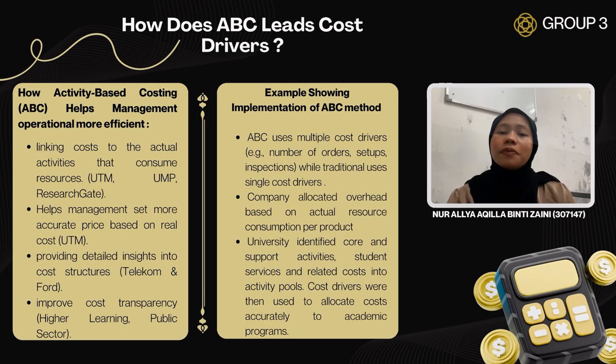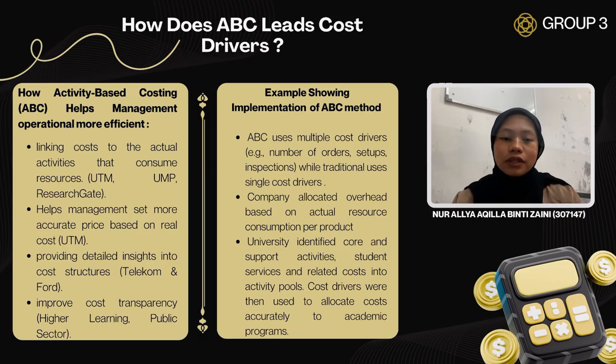So, people may be concerned: how does ABC lead to the cost drivers? Activity-based costing helps management operate more efficiently by linking costs to the actual activities that consume resources. It also helps management set more accurate prices based on real costs, providing detailed insight into the cost structure. It also improves cost transparency.